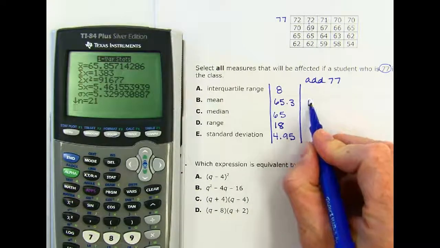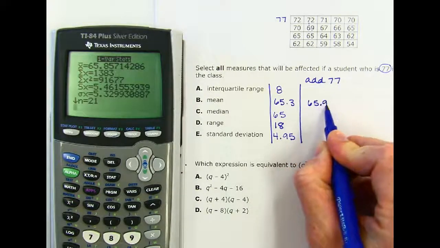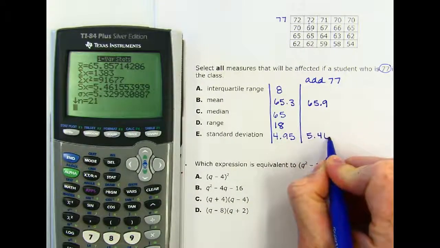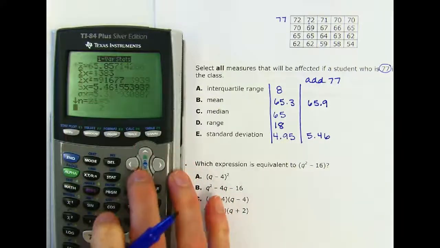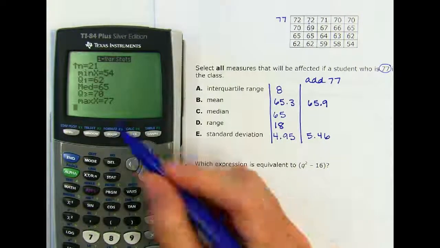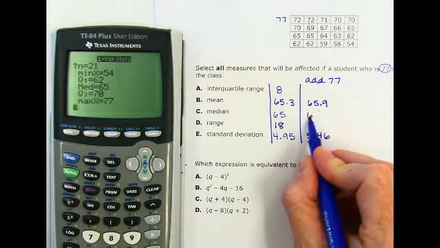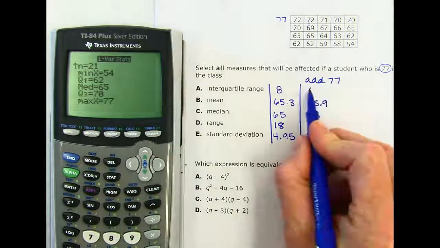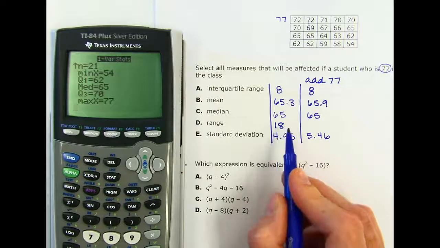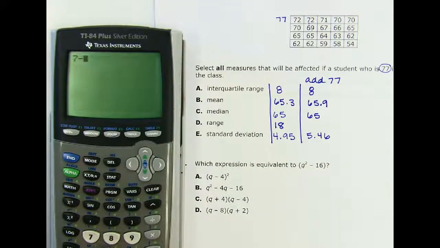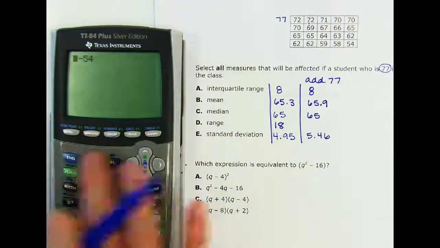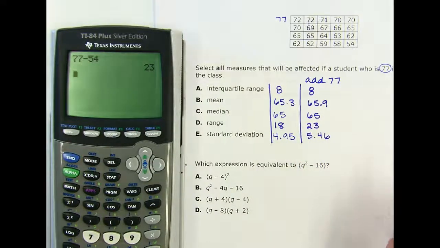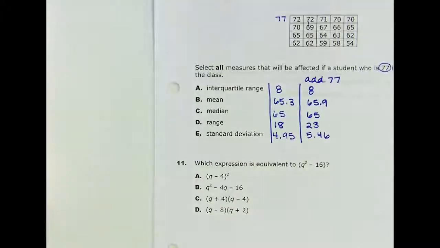The mean is now 65.9. The standard deviation went up to 5.46. Now I have 21 numbers in my set, and I can see the median stayed at 65. The interquartile range stayed at 8. And then the range is 77, take away 54, and that's going to give me 23. So all of that information came from the calculator.